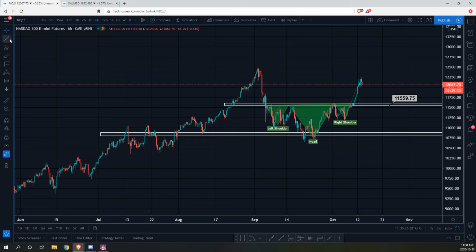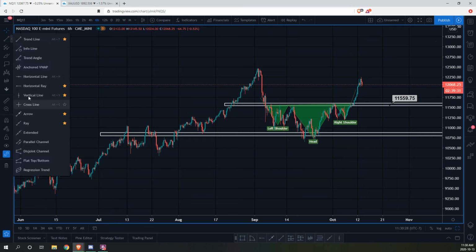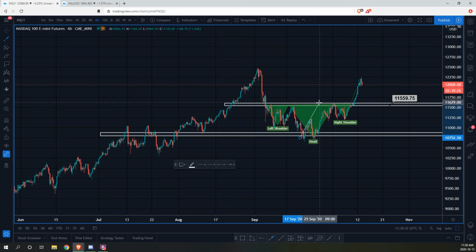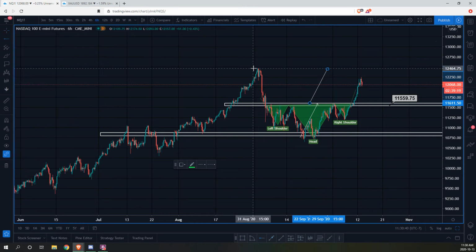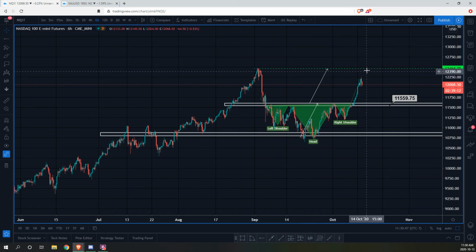And if we're looking at the geometry of the head and shoulders for a potential target, let's get our arrow, head to the neckline, and then copy that there. And that's basically going to reach you right at the top of the previous all-time high, around 12.5, 12.464, somewhere around there. So I do expect a potential move after this consolidation.